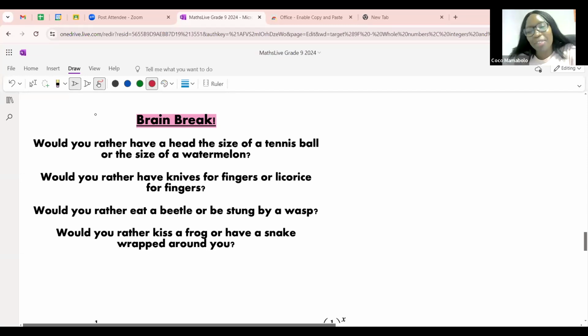Do you know what a tennis ball actually looks like, guys? A tennis ball is this tiny. Imagine walking around with your big body and a head like this on top of your body. Guys, you would look so weird. I could never. No way. I don't think any of those options are nice, but I would rather have a big head. I will choose the watermelon any day over the tennis ball. Guys, tennis balls are this tiny.